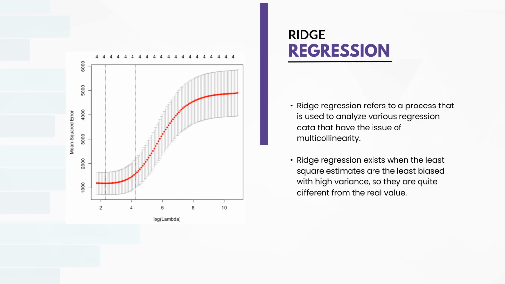Ridge regression. Ridge regression refers to a process that is used to analyze various regression data that have an issue of multicollinearity. Multicollinearity is the existence of a linear correlation between two independent variables. Ridge regression exists when the least square estimates have low bias but high variance, so they are quite different from the real value. However, by adding a degree of bias to the estimated regression value, the errors are reduced by applying ridge regression.